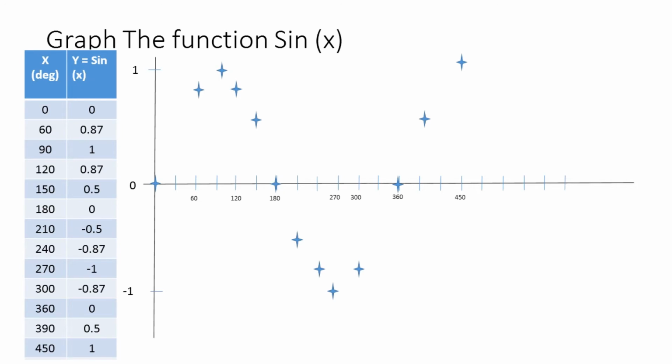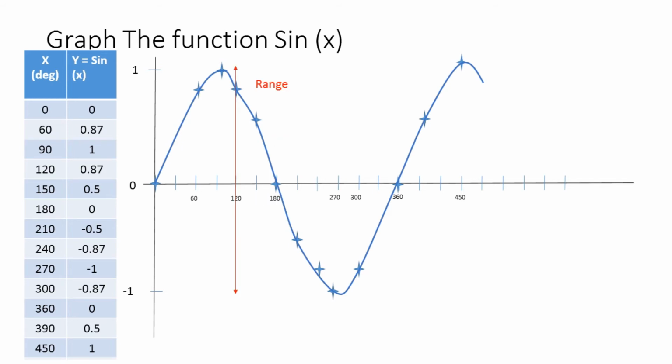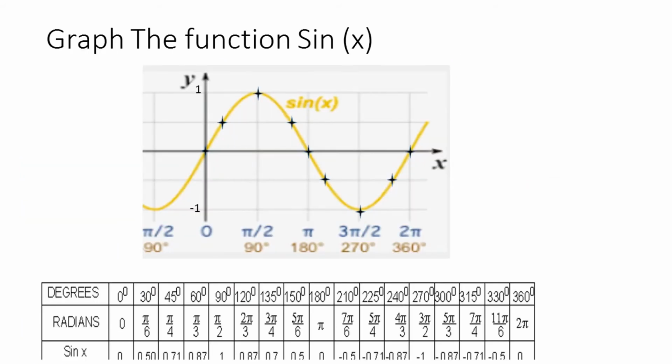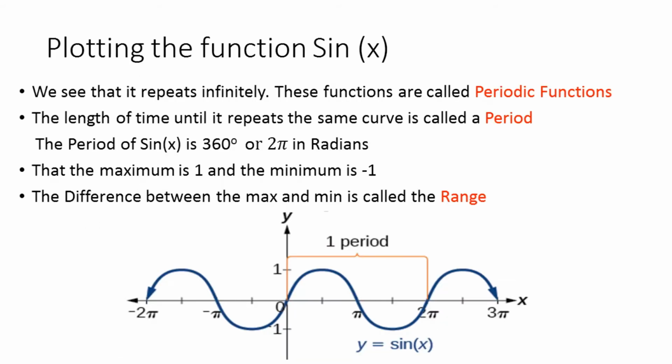So graphing the function of sine x, you have x here and y is equal to sine x, which you use your calculator to calculate, and then the y-axis here and the x-axis across for your degrees, and you plot it and you draw it and you get that lovely sine wave. The range is from the top to the bottom, so that's the length of that line from 1 to minus 1, which is 2, and the period is how long it takes to repeat. So the period of sine x is 360 degrees, or also we call it 2 pi if we measure it in radians.